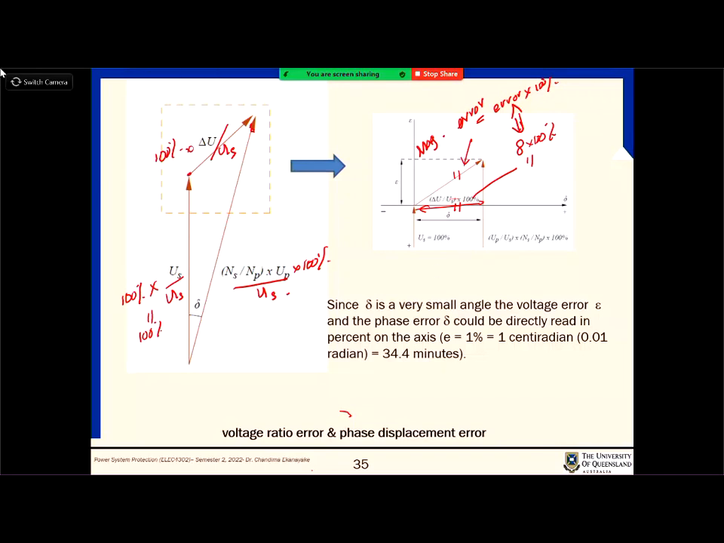So this method is easier when you are looking at it from the practical point of view. You don't have to provide a lot of information. Then 1% error means magnitude and phase errors.